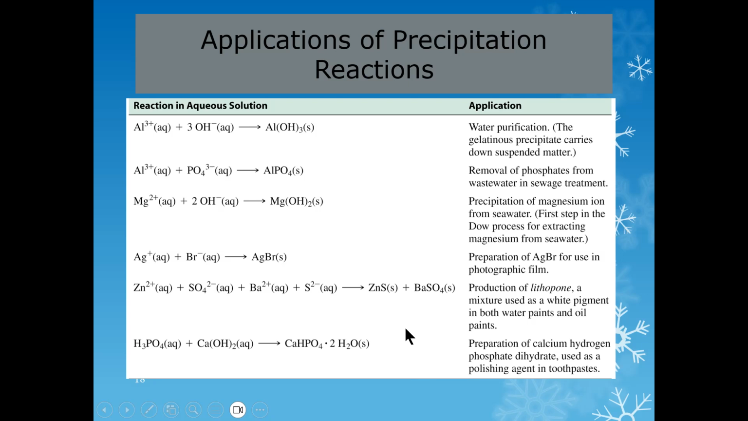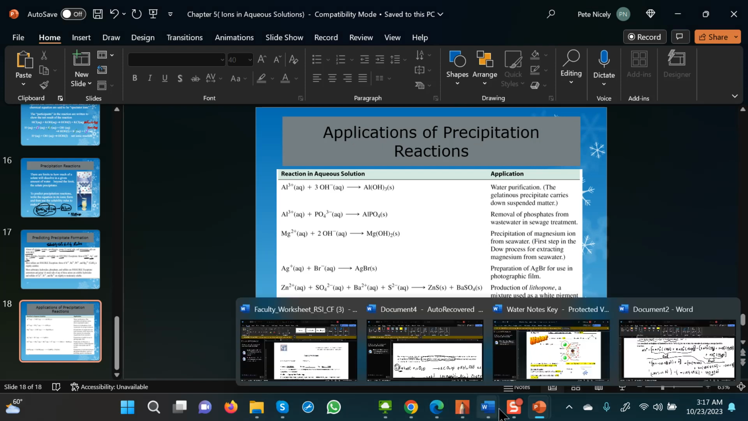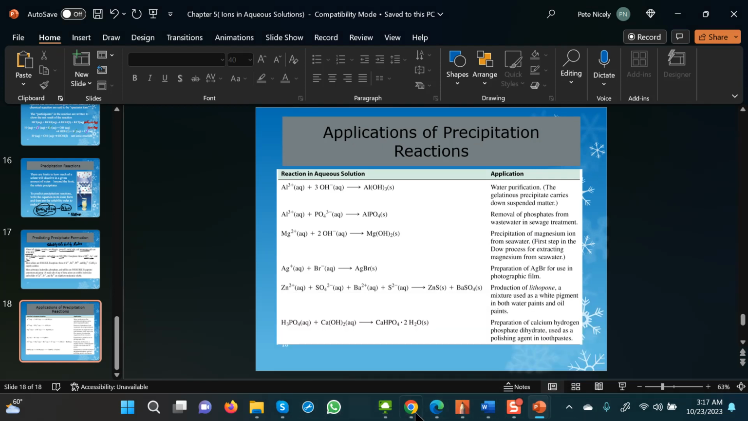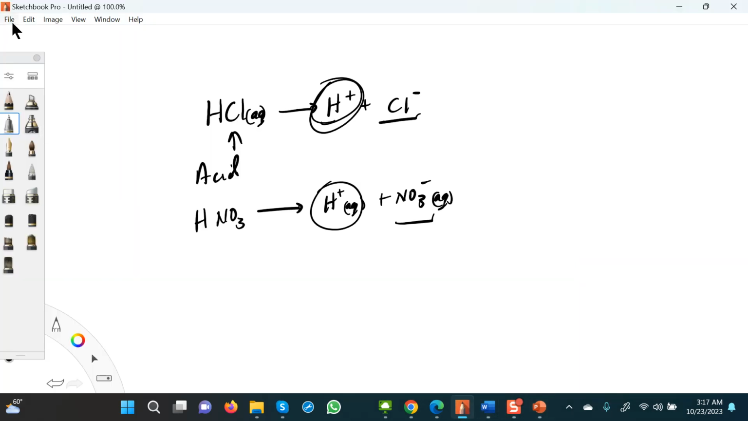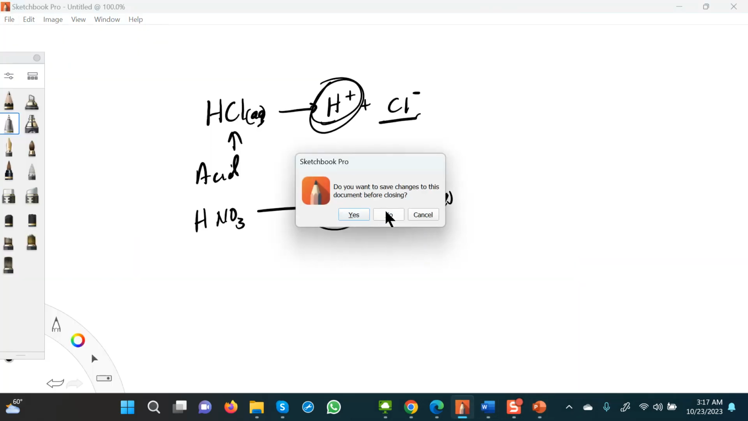Now, I want to move on to an example. Let me get out of this here. So let's say, and I'm going to use the example that we saw before, the reaction between lead 2 nitrate and potassium iodide. So let me get rid of this here. And I'm going to write down the formula for lead 2 nitrate, which would be in an aqueous solution, and potassium iodide, which would also be in an aqueous solution, right?